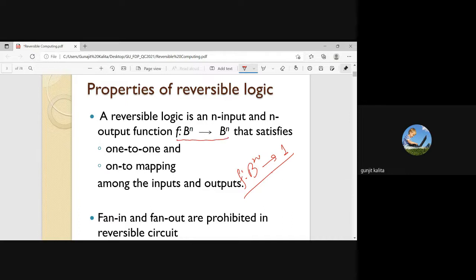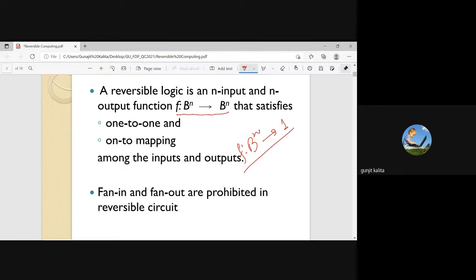But in the case of reversible, the function will be like this. We have a set of n inputs, and that will produce a set of n outputs. Those outputs are basically the inputs, maybe not in the proper order, but in a different order. So this is basically a mapping. This function needs to satisfy a one-to-one mapping, all right? It is also an onto mapping, with no duplication. So this is a very important property of reversible logic.